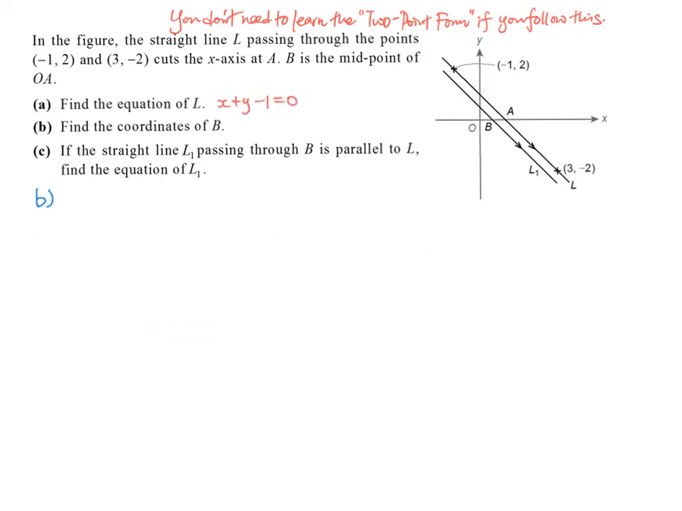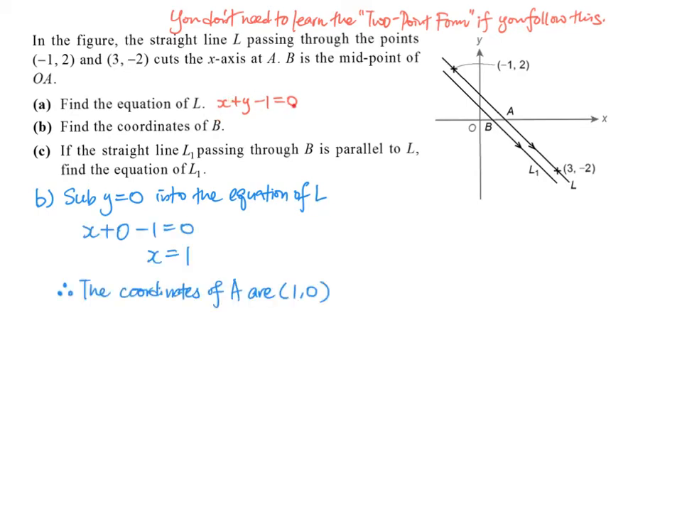So part B, we want to find the midpoint between O and A, right? O obviously is (0, 0). So we want to find the point A, which is an x-intercept. If you want to find the x-intercept, then we sub y equals 0 into the equation of L. So this would be x plus 0 minus 1 equals 0, which gives us x equals 1, and that would be our x-intercept of line L here.